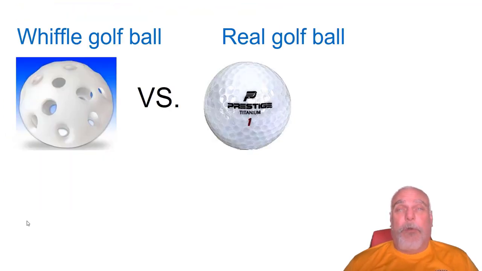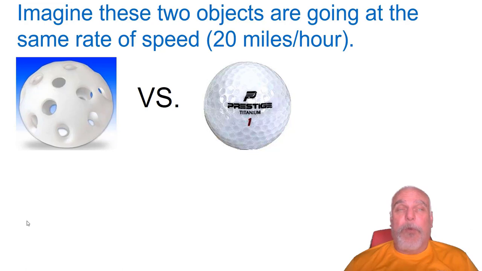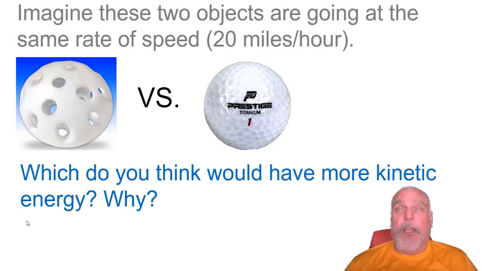Let's say you have 2 golf balls. These are both the same volume. They're both the same size and shape. The wiffle ball on the left versus a real golf ball. Imagine these 2 objects are going at the same rate of speed, say 20 miles an hour. Which do you think would have more kinetic energy and why?